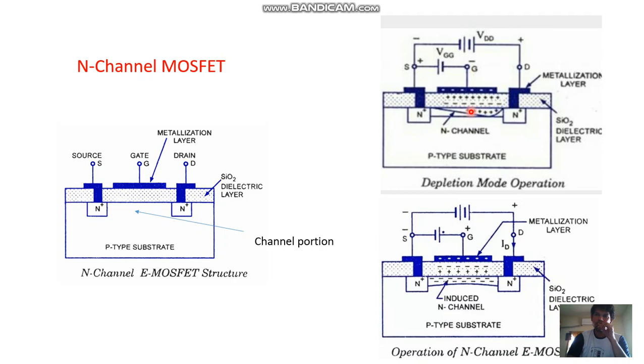Otherwise, at first there is some n layer already, so you need to enhance at the time of starting. After depletion only, we can enhance the channel by reverse applying the voltage. So like the JFET, here also we have drain-source voltage and gate-source voltage.